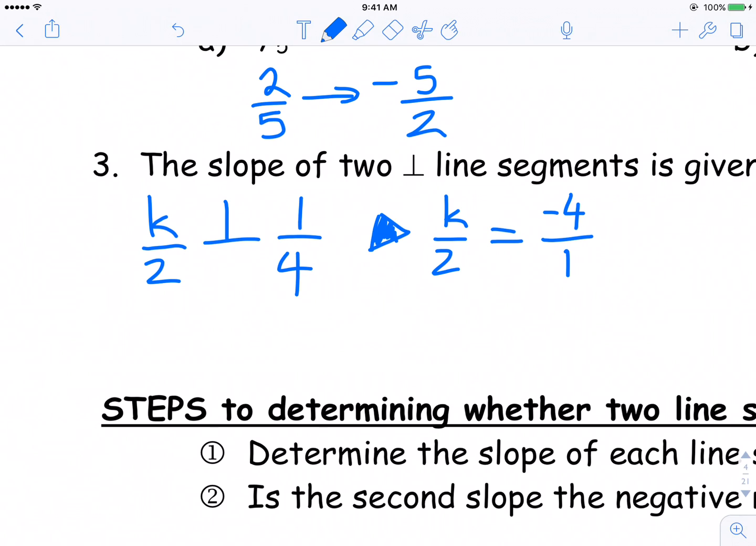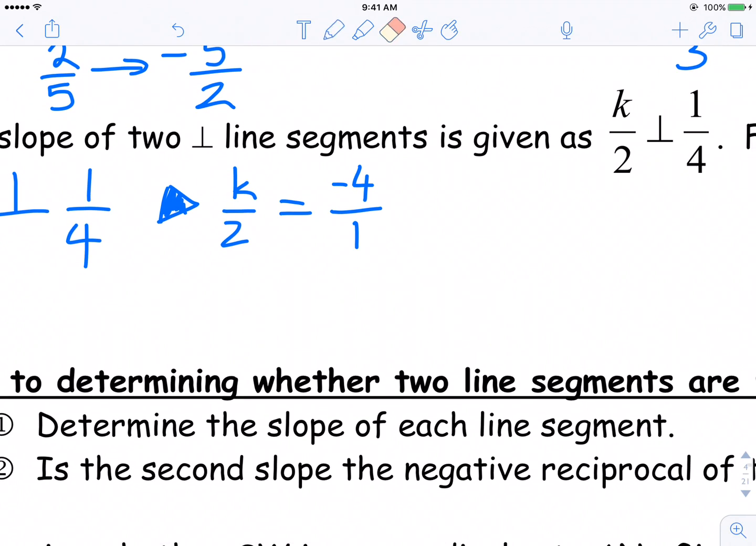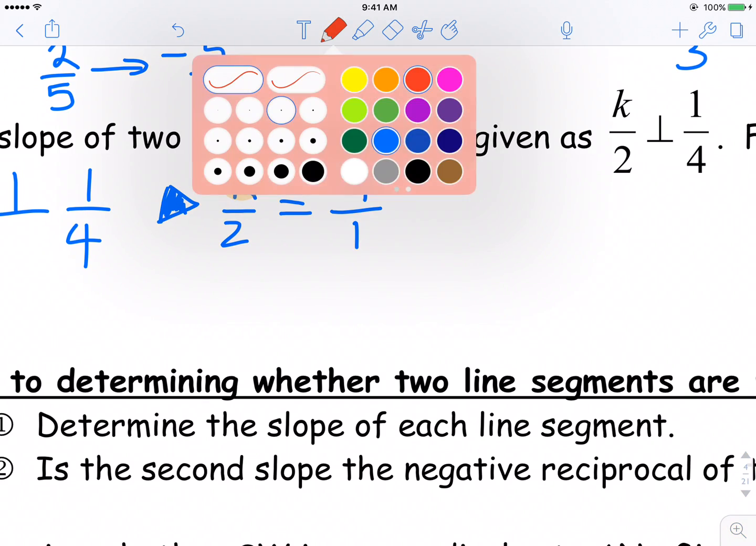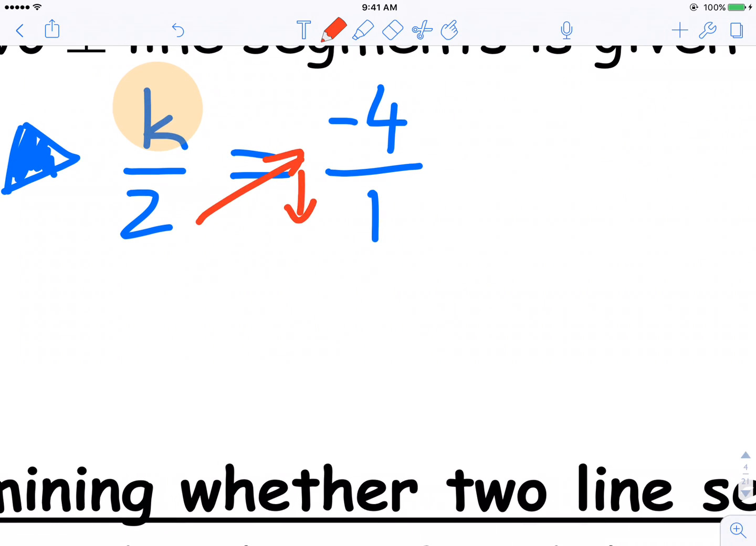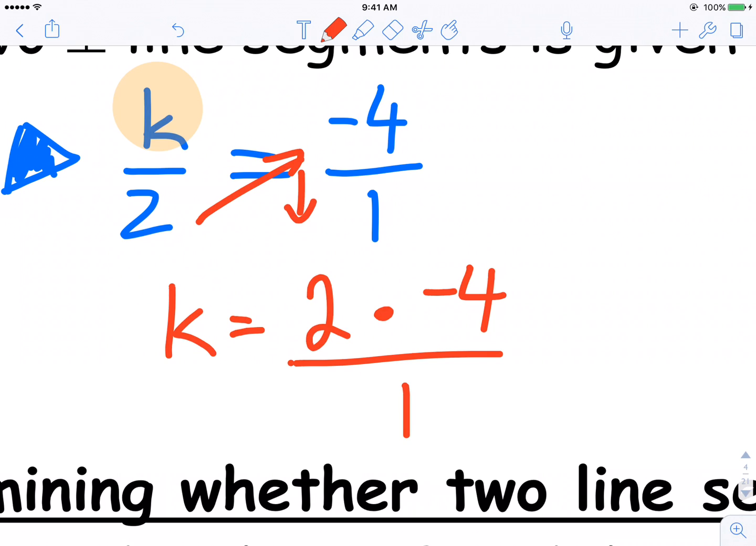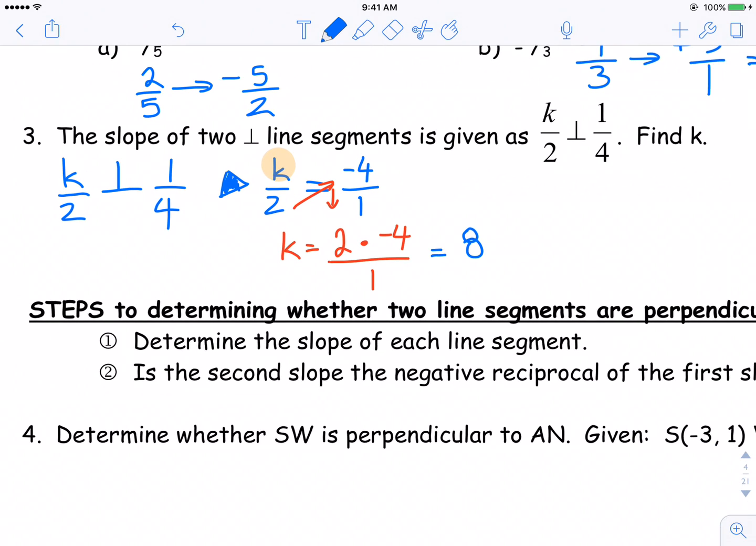So now I can very simply calculate this. Because I have one variable in a system, I can simply cross multiply and divide. So k is going to be equal to 2 times negative 4 divided by 1, which is going to be equal to 8. So k is equal to 8.